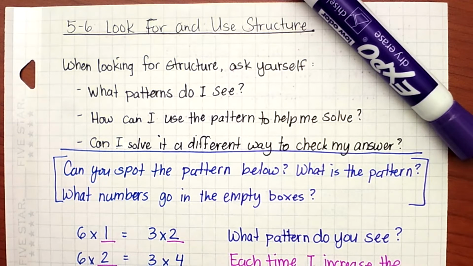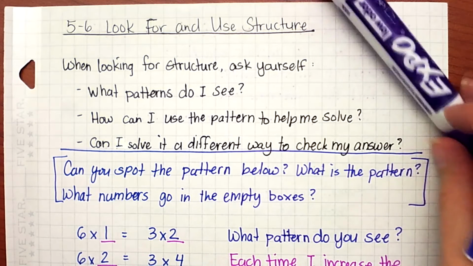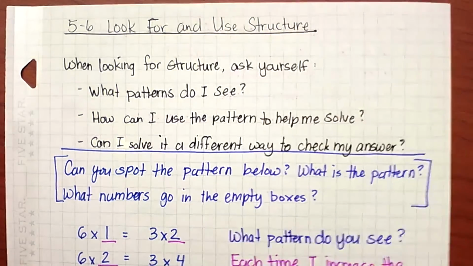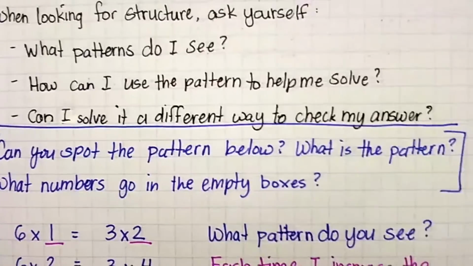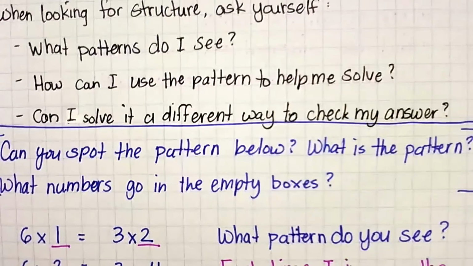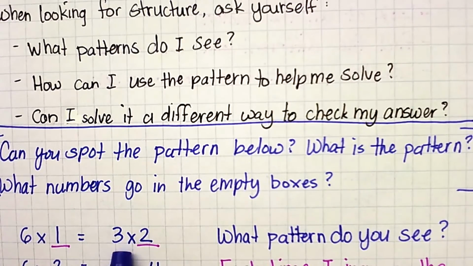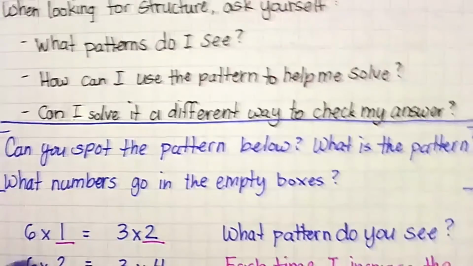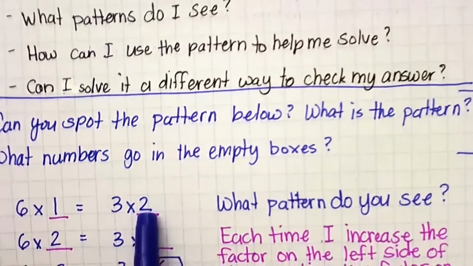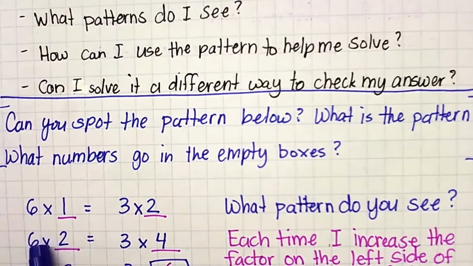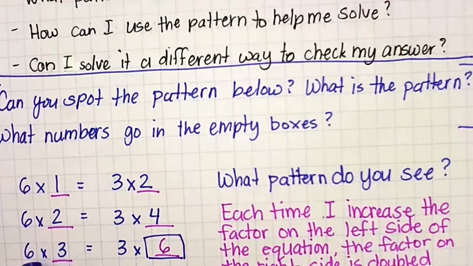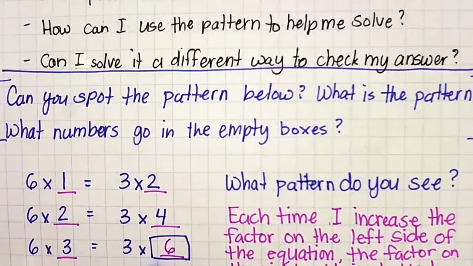Can you spot the pattern in our example below? What is the pattern and what numbers go into our empty boxes? So this is one of the questions. It's very similar to what you have in your book. Now, if 6 times 1 is equal to 3 times 2, we know 6 times 1 is 6 and 3 times 2 is also 6. Now, 6 times 2 is also equal to 3 times 4. And then we have 6 times 3 is equal to 3 times something.